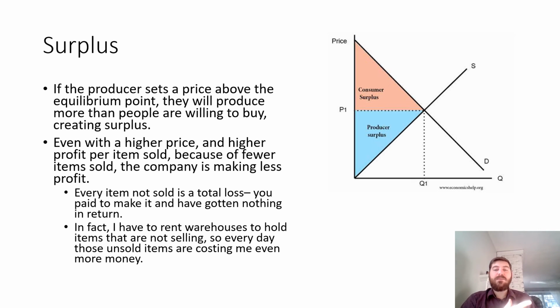If I have all these items on a shelf that aren't being sold, they're not just not making me money, they're preventing me from having a better item on the shelf that is making me money. So shelf space is at a premium, and we need to make sure that everything on the shelf is being sold. Every day that the producer has items that are not being sold is costing them more and more money. You never want a surplus as a producer.